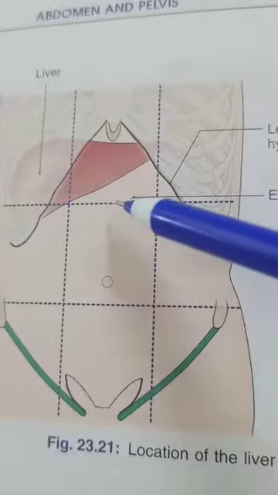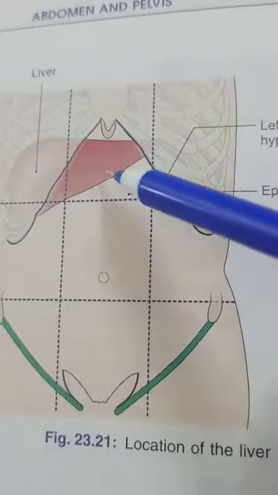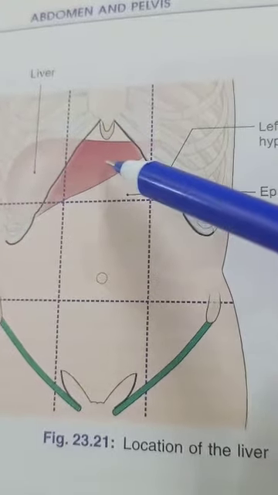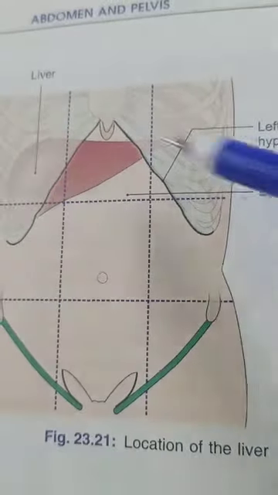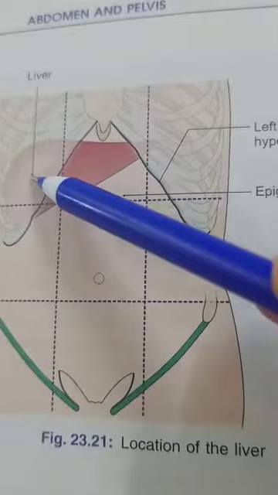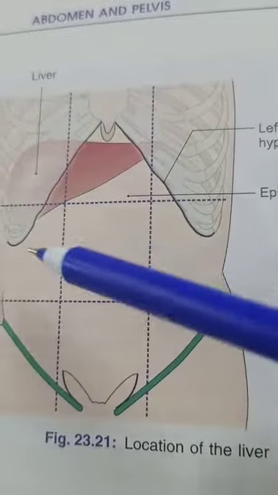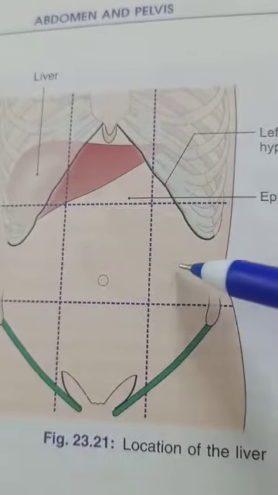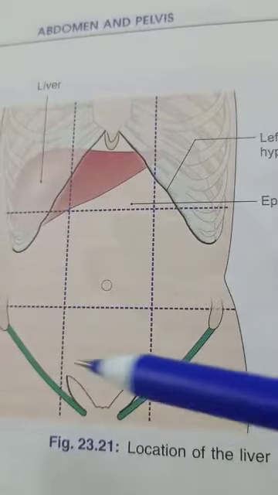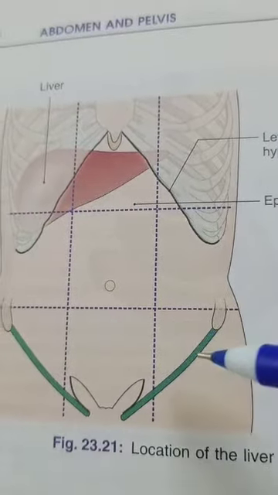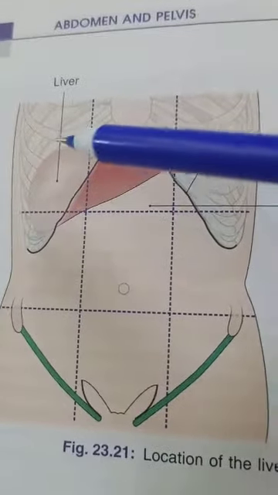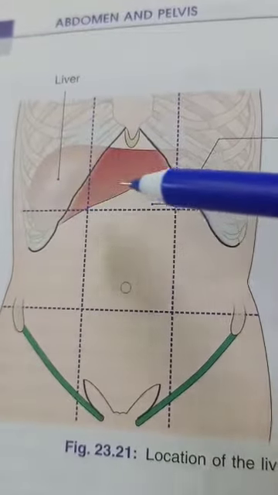Among the nine regions, this is the epigastrium, umbilical region, and hypogastrium. On either side comes the right and left hypochondrium. Then on either side comes the lumbar region. Then on either side of the lower portion, these are the inguinal regions. Among these nine regions, this is the liver. You can see the outline.